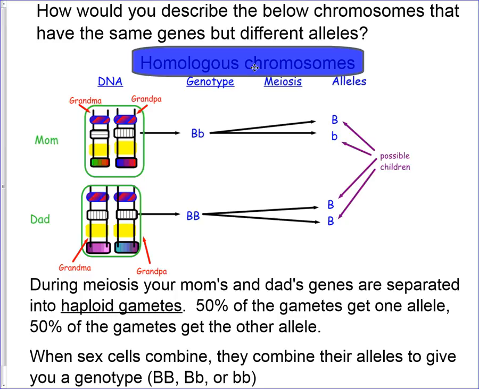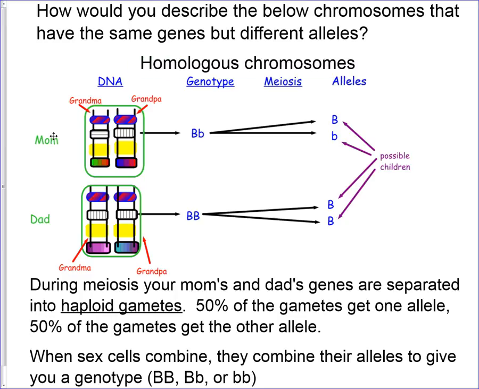So how would you describe these chromosomes below? Your mom's chromosomes are homologous. One came from her mom and one came from her dad. We'll focus on this striped gene right here. One has horizontal stripes and one has vertical stripes. And what that means is one of them is going to be dominant and the other is recessive.